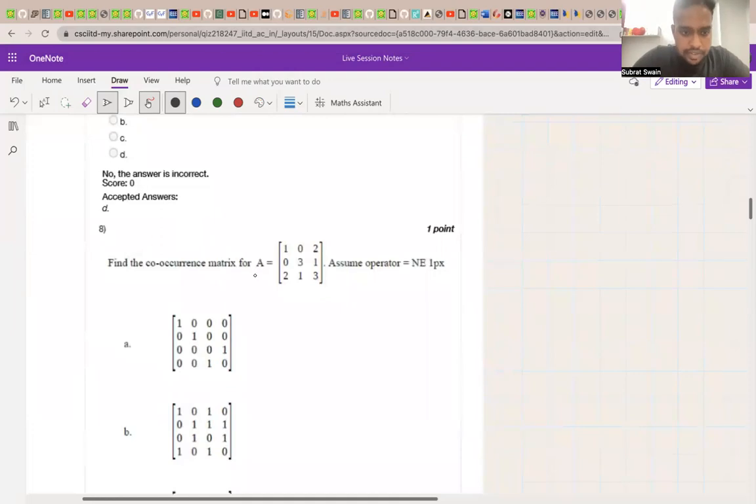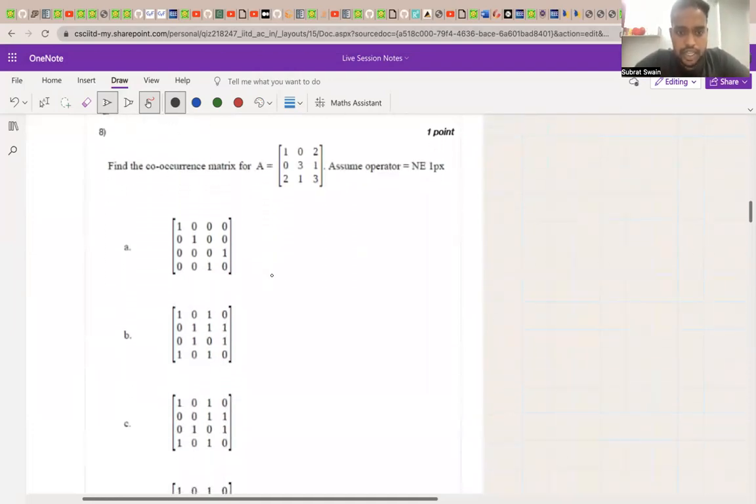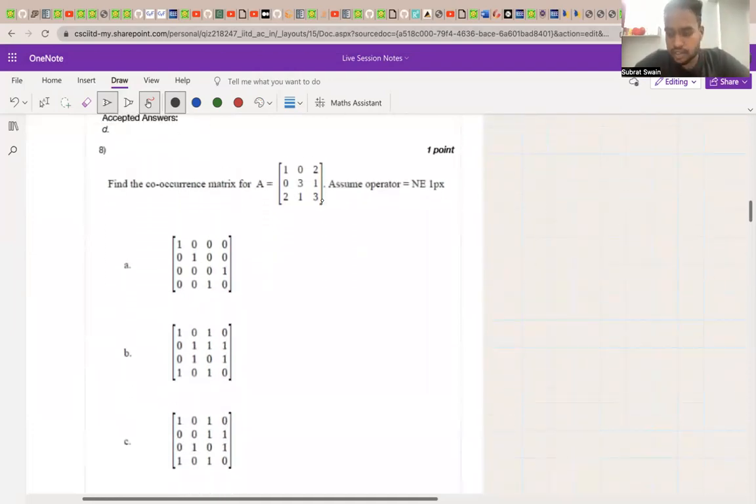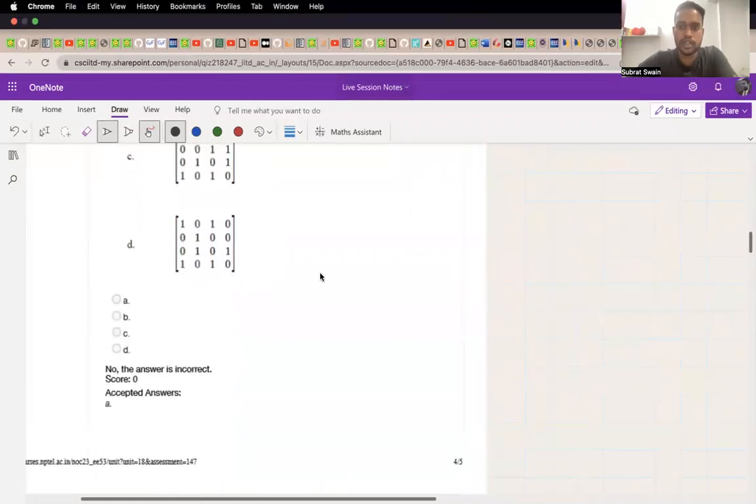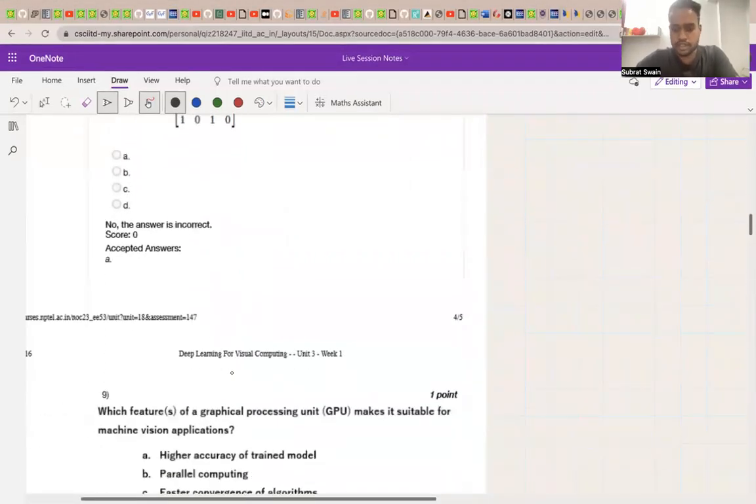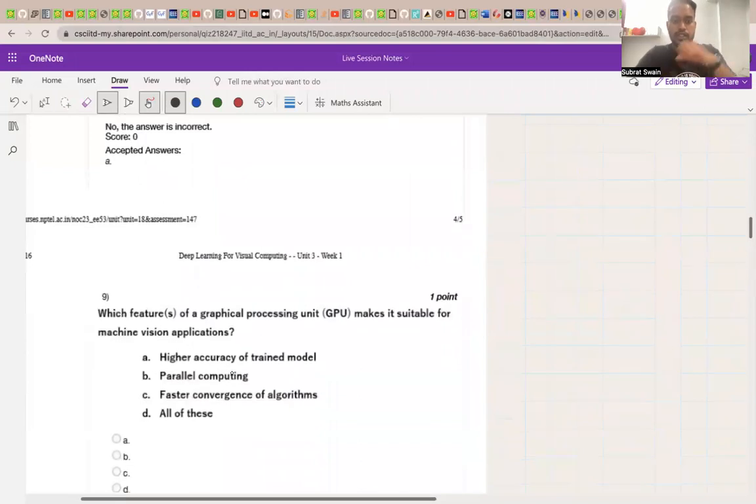Find the co-occurrence matrix for this one. This will take a while, so I'll just refer you to lecture number 1. It's an easy one you can do. This will take time, so that's why I'm not doing it now. Right now, the time is about to be over.